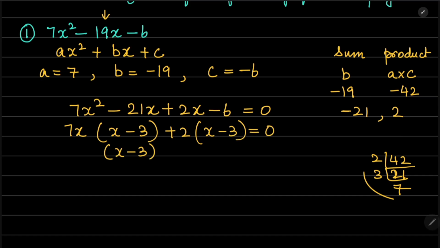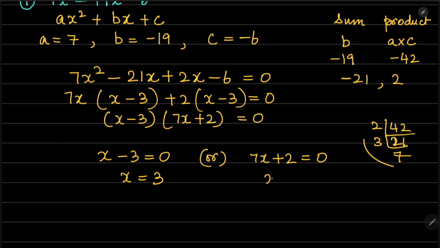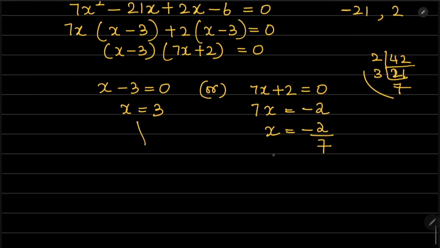x minus 3 is common. The other term is 7x plus 2 equal to 0. So either x minus 3 is equal to 0 or 7x plus 2 is equal to 0. x is equal to 3, and 7x equal to minus 2, so x is equal to minus 2 by 7. These two, x equal to 3 and x equal to minus 2 by 7, are the zeros of the given quadratic polynomial.